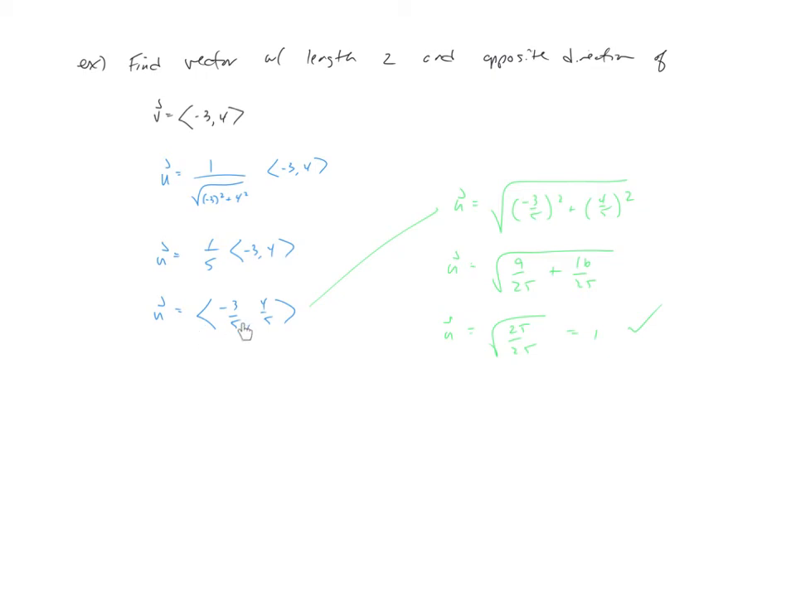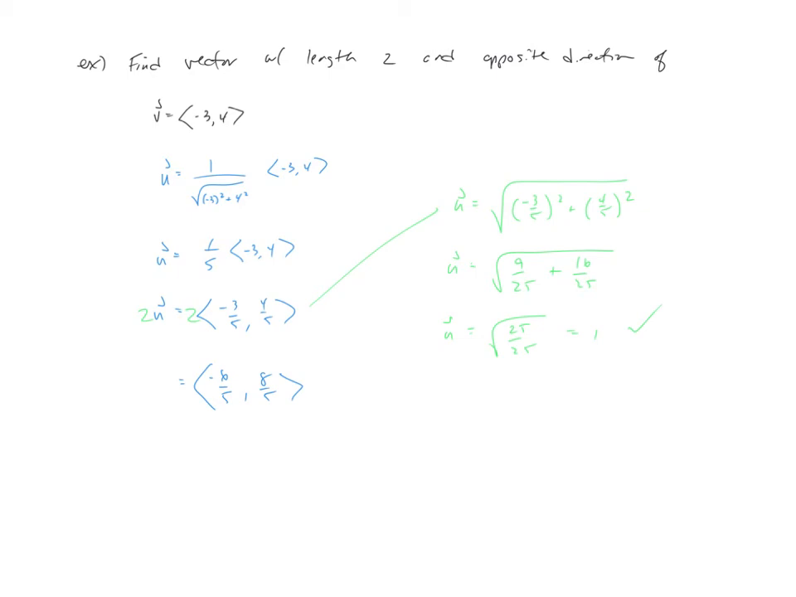We've got a vector now of length 1. We want it to have length 2. So what I'm going to do is multiply this thing by 2. And in doing so, now I'm going to have a negative 6/5 and an 8/5. Now, that takes care of the fact that our vector now has length 2, but we also want it to point in the opposite direction.